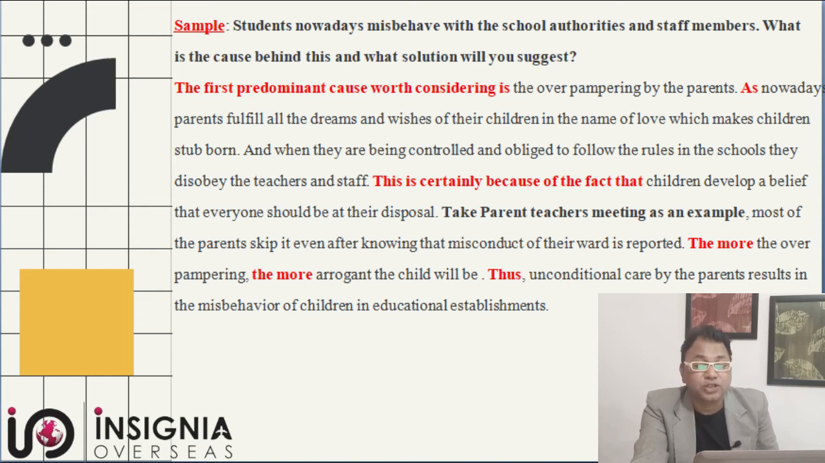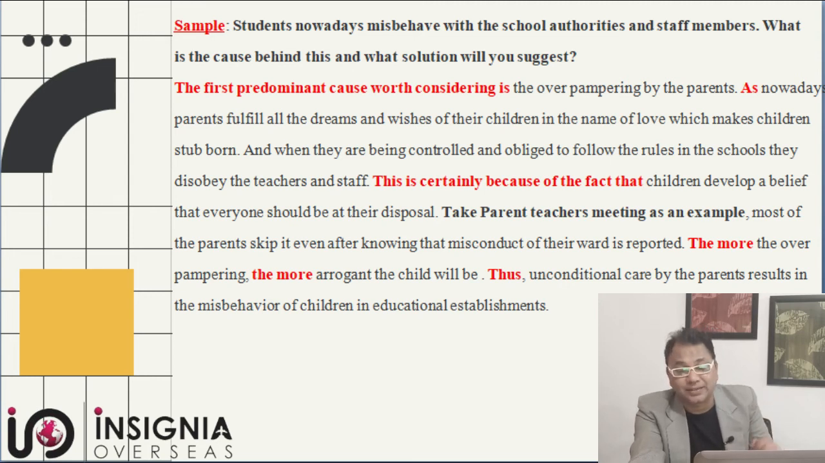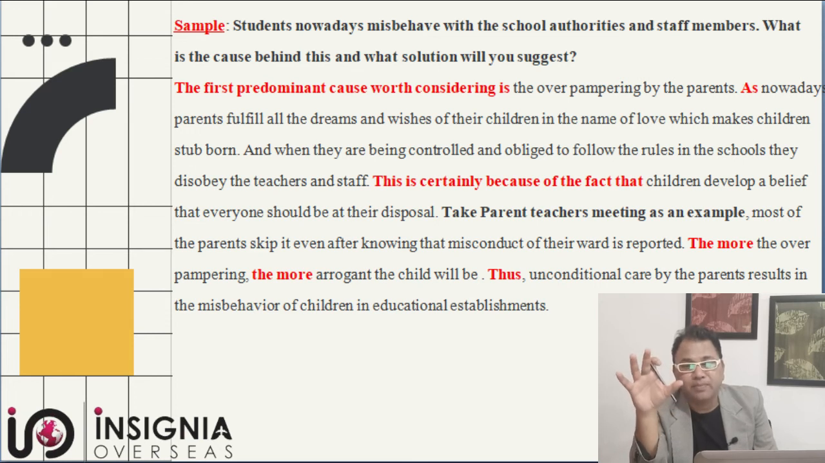And when they are being controlled and obliged to follow the rules in the schools, they disobey the teachers and staff. This is the explanation of my as. My second structure: this is certainly because of the fact that they expect everyone should be at their disposal, which is less likely to happen in the schools. I would like you to pay attention to the entire BP by clicking at the link below. I have explained my point in supporting ideas.